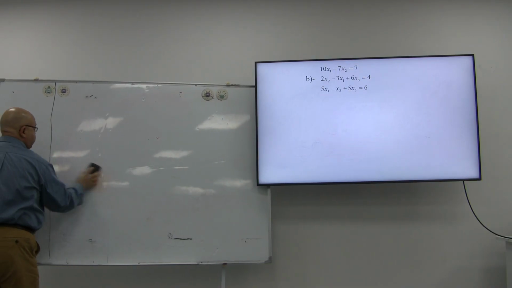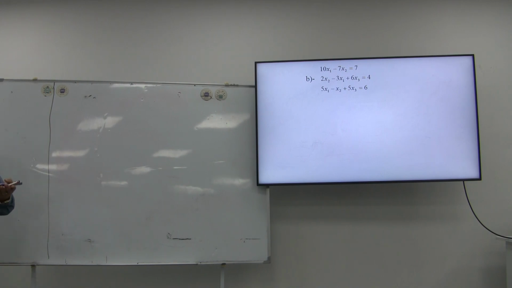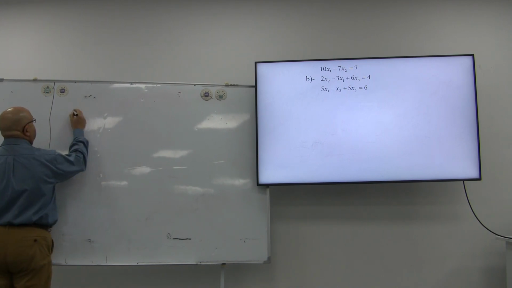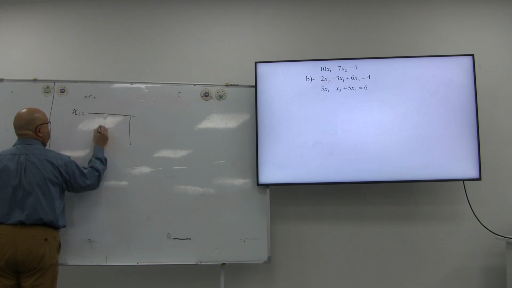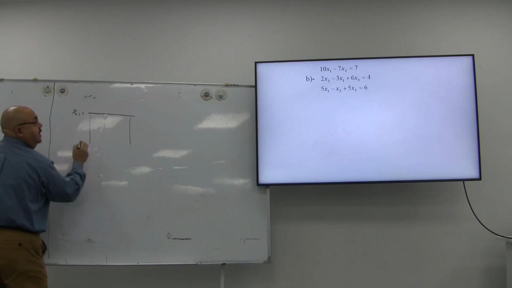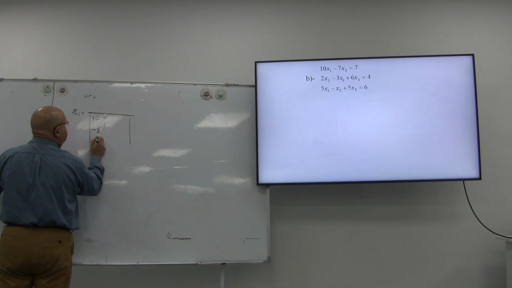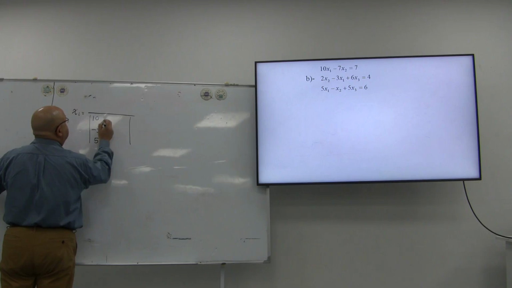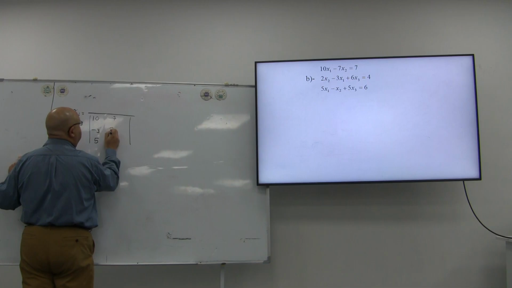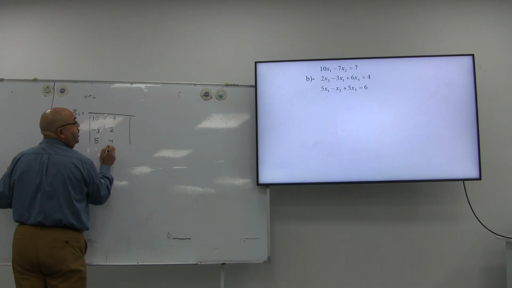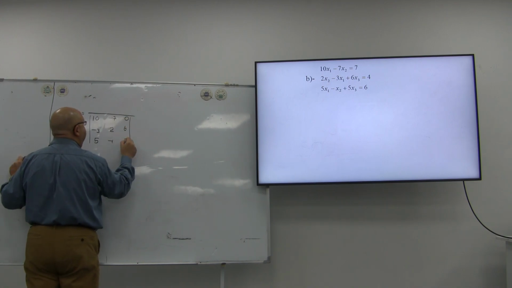I usually prefer to evaluate Cramer's like this. This is x1, and I will write the coefficient matrix in the denominator. The first column is 10, then -3, then 5. The second column starts with -7, then 2, then -1. The third column starts with 0, then 6 and 5.